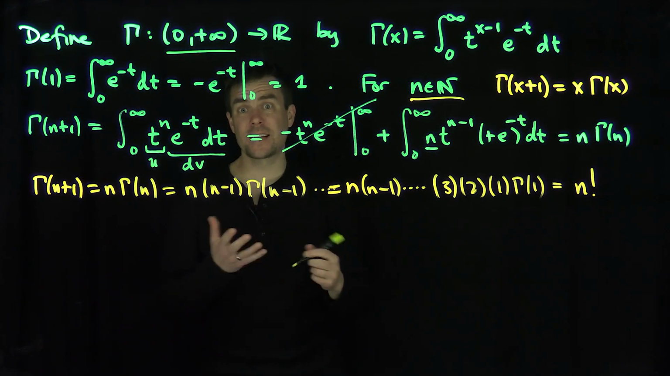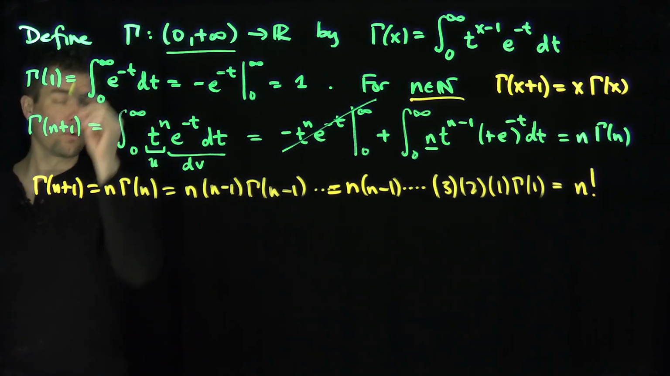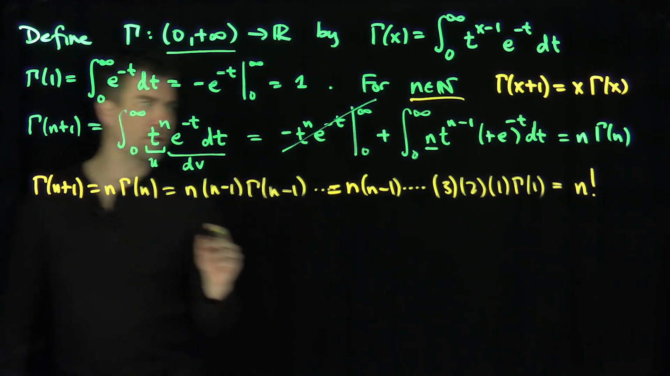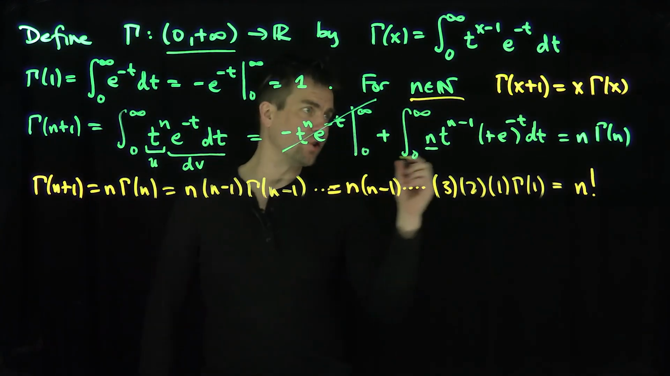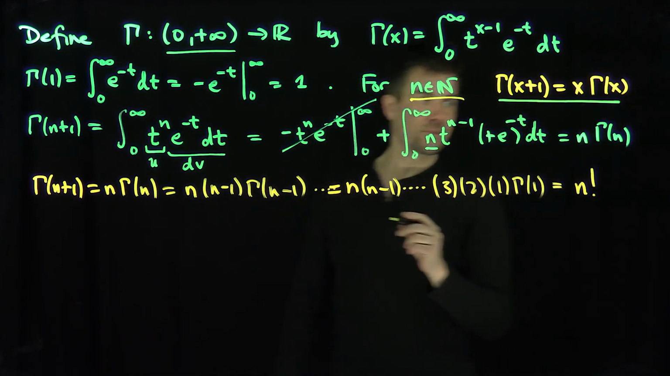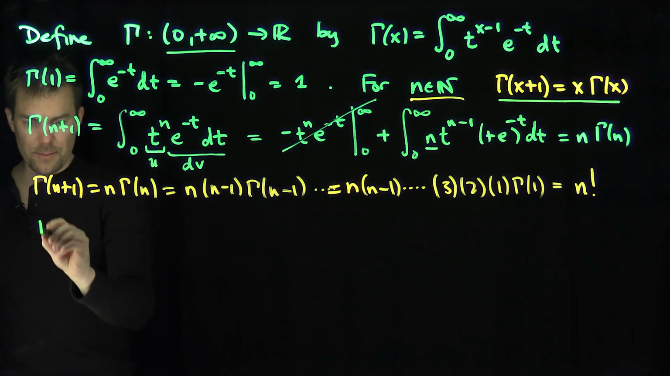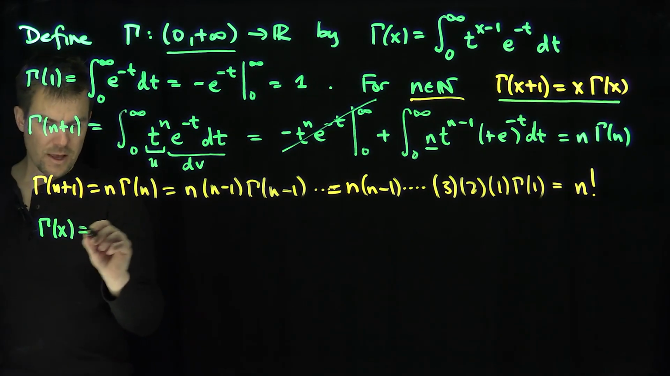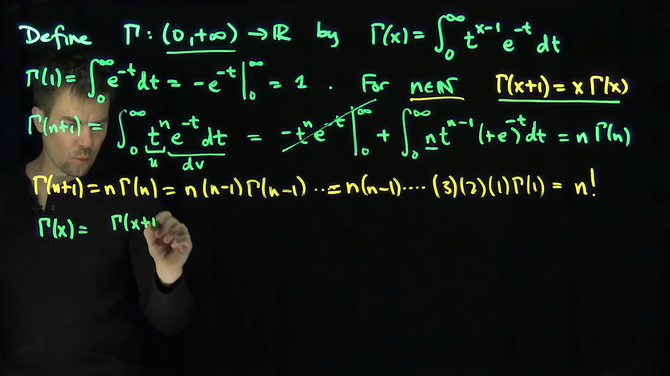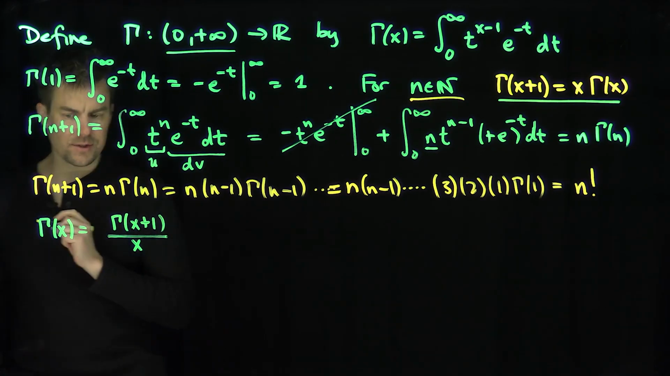I'd like to figure out how to extend gamma, the extension of gamma to the whole real line. So how do we extend gamma to the real line? Before we do that, let's make one observation. This relationship over here gives me a limit. So this tells me that gamma of x is gamma of x plus 1 over x.